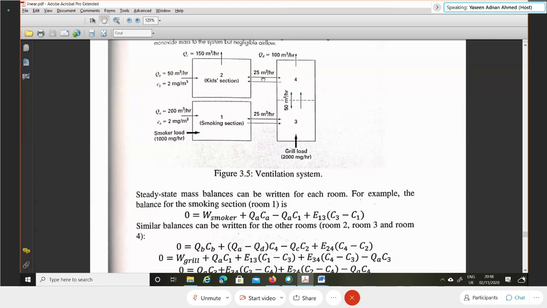This one, the exchange rate like before, C4 minus C2. What else do we have? This one is going out, so QC multiplied by C2, because this is the room. So that's the equation for this part.